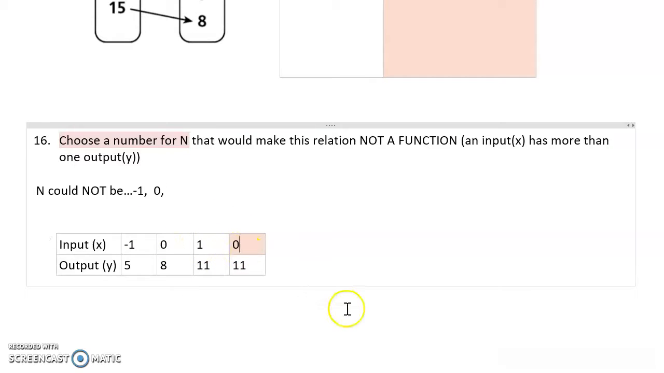However, if we did 1, that would be a function because 1 is putting out an 11 right here, and then we're pushing 1 and we're getting an 11 again. This would be like pushing Coke, getting Coke out, pushing Coke, getting Coke out, because it's giving me the same output. So the only way that this would make it not a function is instead of 11 we had something else. So you need to be careful of that. So for this to make it not a function, we can make it -1 or 0.